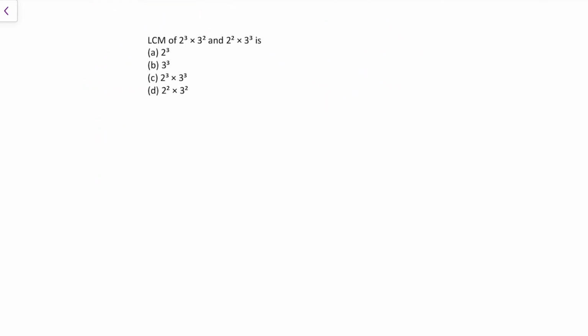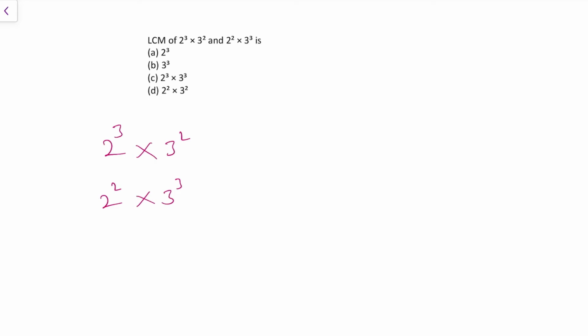Next. What is the LCM of 2 cube into 3 square and 2 square into 3 cube? In the previous question, I found the same LCM by writing all the products and then I decided what the LCM is. So in this case, now I will say both the methods. Which one you feel easy, go with that method.